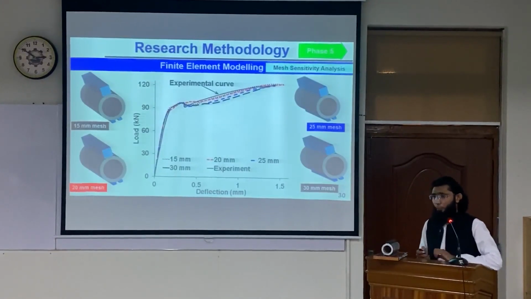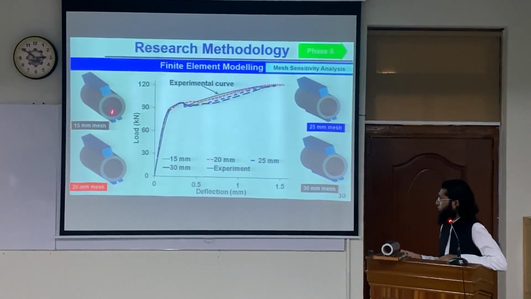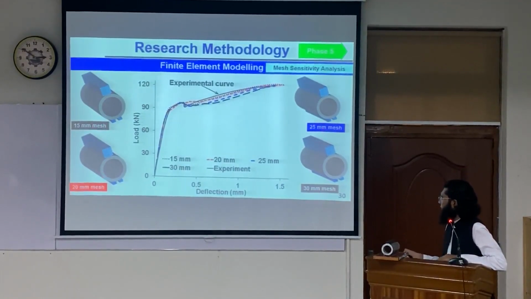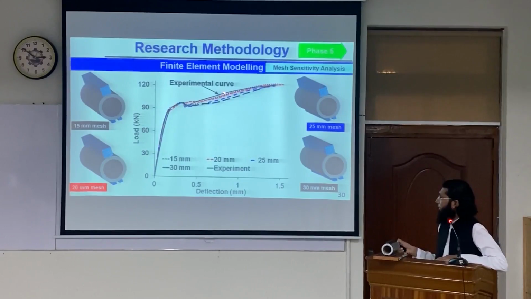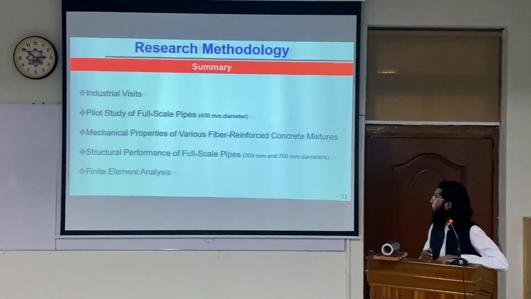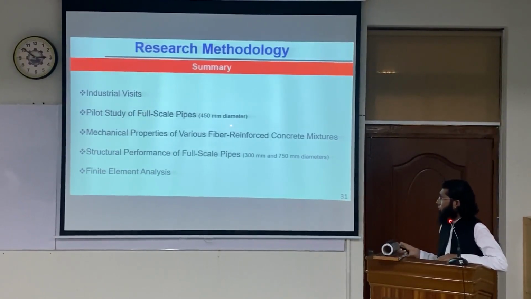Since finite element analysis depends on the mesh size, it was required to first perform a mesh sensitivity analysis. Therefore, different mesh sizes, 15mm, 20mm, 25mm, and 30mm, were investigated. This is for the 300mm pipe. Compared with the experimental data, it could be seen that the 15mm and 20mm mesh sizes provided close simulation of the experimental data, and the 15mm mesh size was used for the smaller diameter pipes and 20mm for the larger diameter pipes.